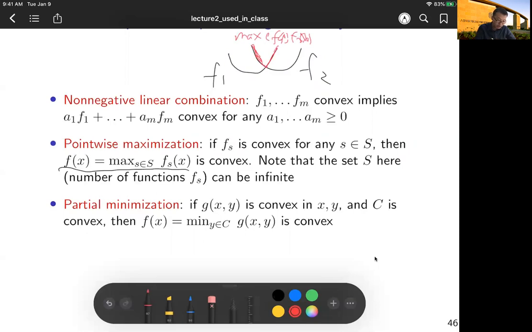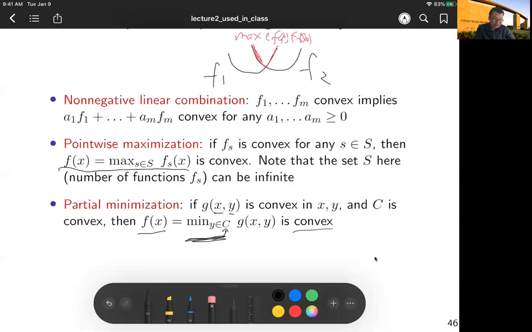Partial minimization is yet another thing that preserves convexity. Consider a bivariate function g of x and y, given by two variables x and y. Suppose g is jointly convex in x and y, and the domain of this function is convex. Then we can show that if we minimize over any convex set, eliminating one of these variables, the reduced function that contains only one variable is convex, right?